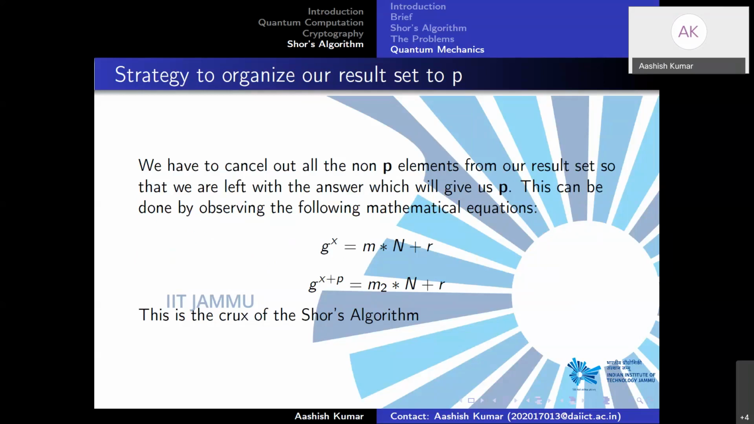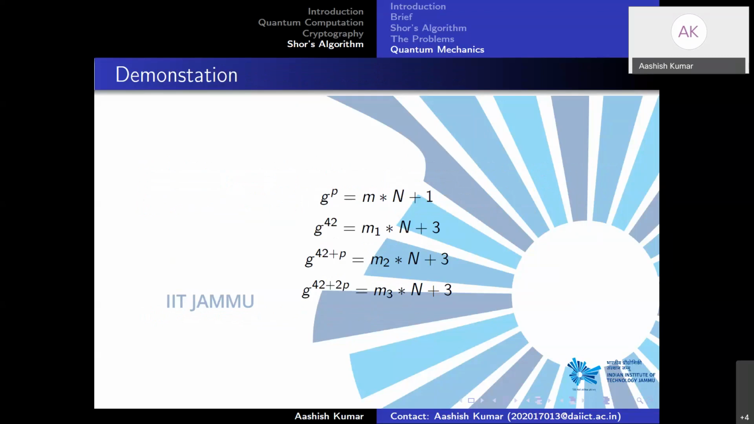So basically this is the crux and the core of Shor's algorithm. You can see this here. This is a basic demonstration where g raised to the power p is equal to m into n plus 1. But if we take g to the power 42, it will be some other multiple of n, m multiplied by n plus 3. And if we add p again to that number, some other factor m2 would be there, but you can see that the remainder would remain the same in the case of 2p also.